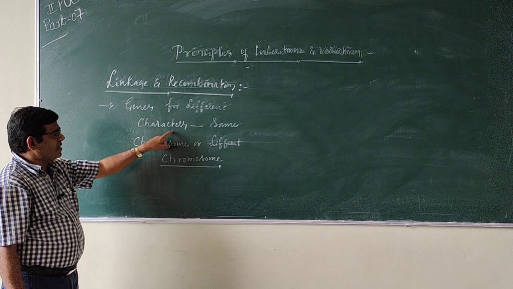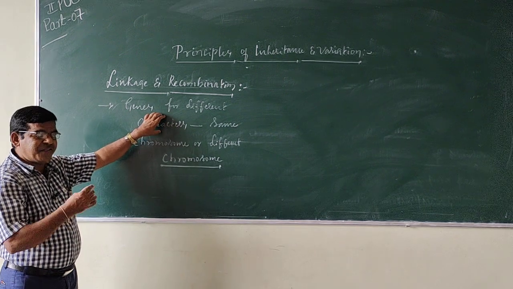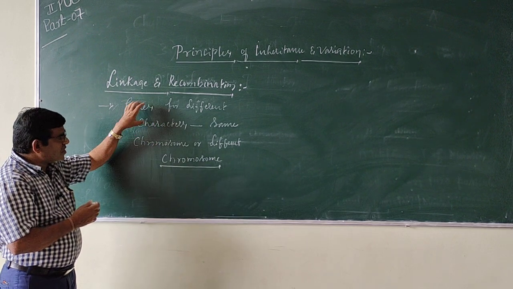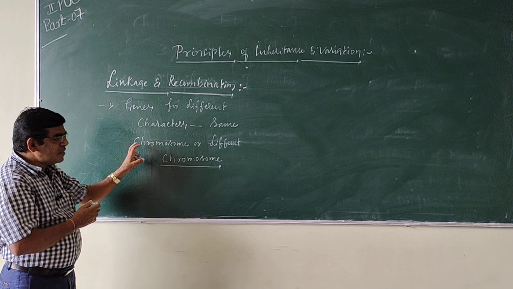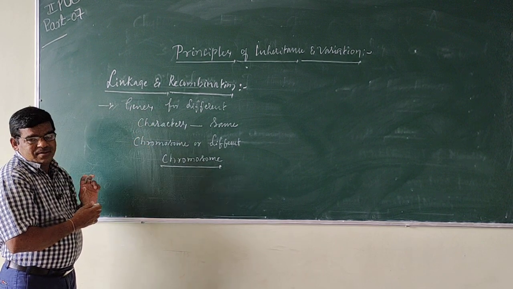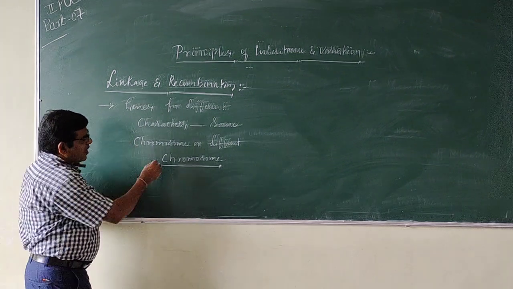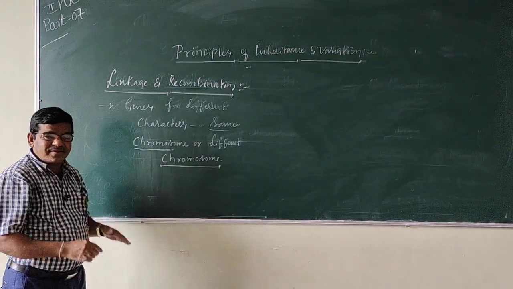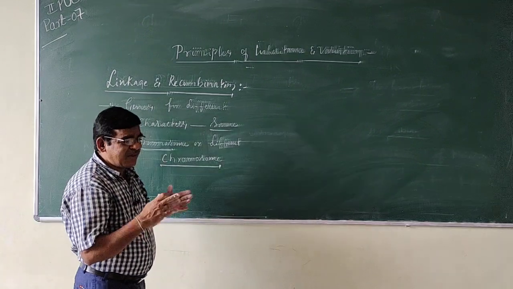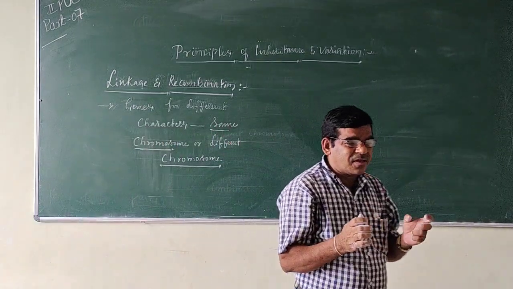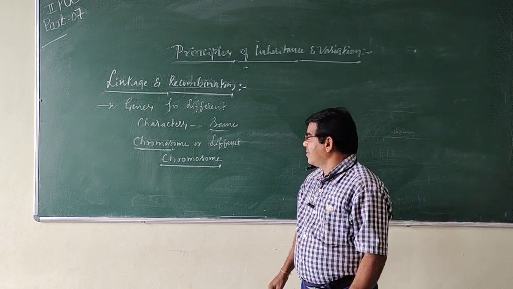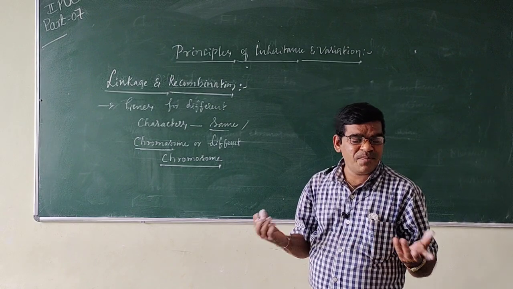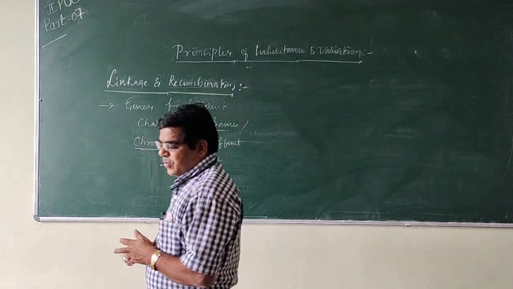See, linkage and recombination. Different genes can control different characters. The genes which control the different characters may be present either on the same chromosome or on different chromosomes.